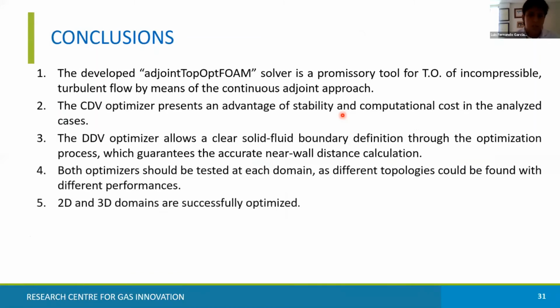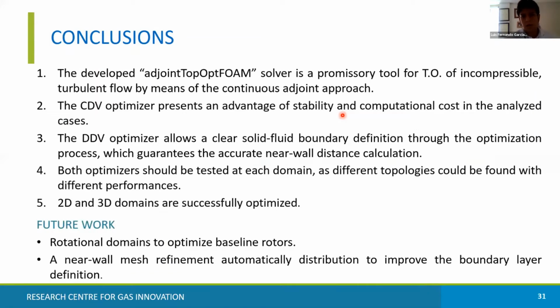So the conclusion of this work is that we have developed this adjoint topology foam solver. There are more 2D and 3D cases that were tested and are now being published. The research is going to be published this year. And we see that the CDB optimizer presents an advantage of stability and computational cost, and the DDB optimizer allows us a clear solid-fluid boundary definition, but it is suggested that both optimizers should be tested for different domains.